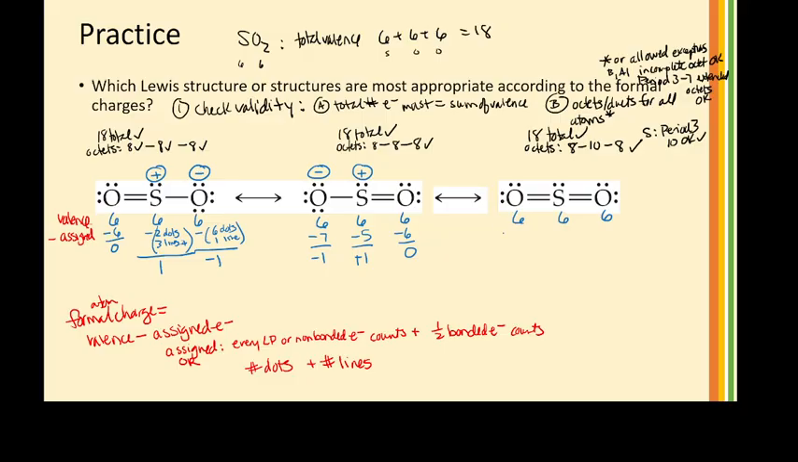Let's do the right one. 1, 2, 3, 4, 5, 6. Let's do the middle one. 1, 2, 3, 4, 5, 6. And the right one, 1, 2, 3, 4, 5, 6. So this one has no formal charges.